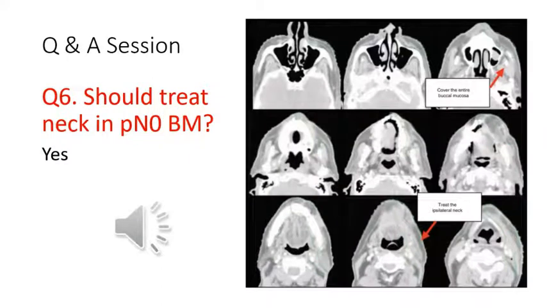One more question: in T1, T2 buccal mucosa N0, after adequate dissection, should we include the neck? No, here you can omit.